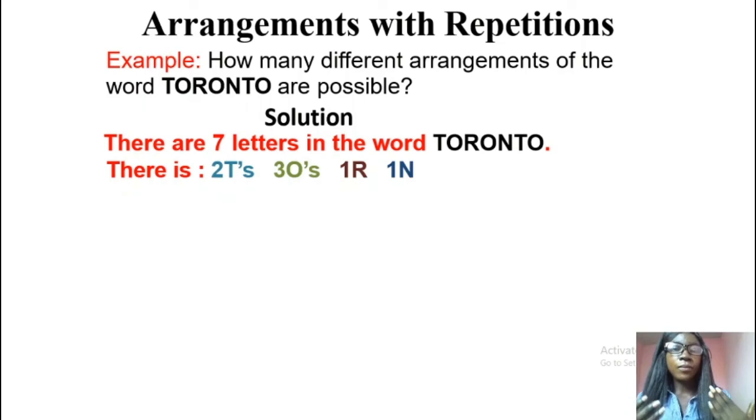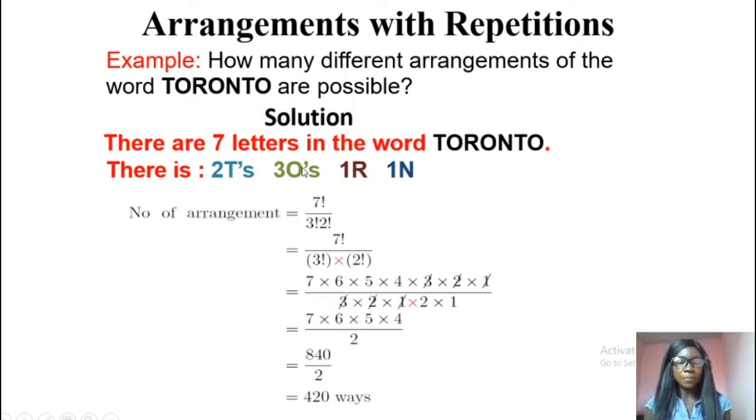Alright, so we are going to make use of the same formula. Our n here will be 7. Since we have 2 T's, we're going to divide by 2 factorial, and again we're going to have 3 factorial. So here I have my n, which is 7 factorial, divided by 3 factorial, which is the O, and this 2 factorial is the T. Of course 1 factorial is just 1.